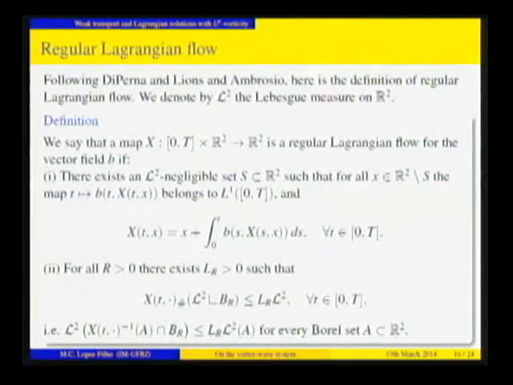Okay, so let me first define what it is that we're going to construct. We're going to construct what we call a regular Lagrangian flow associated with this problem. A map is a regular Lagrangian flow if there exists a Lebesgue negligible set S such that for all x in R^2 minus S, the map t goes into, with the velocity field b in L^1. This is a Lagrangian map, which is defined except for a negligible set. And the push-forward measure is controlled. So this is the bounded divergence sort of condition that's applicable here.